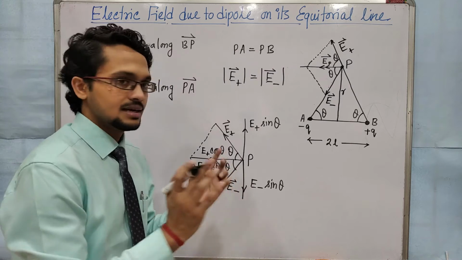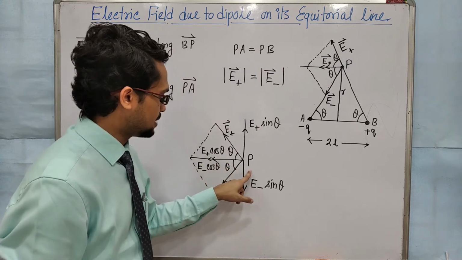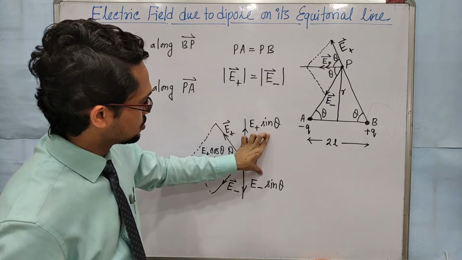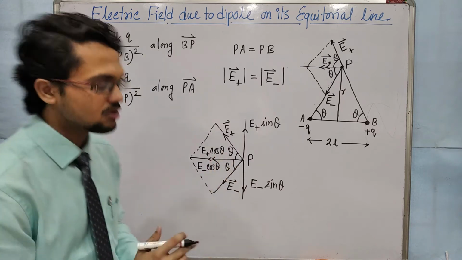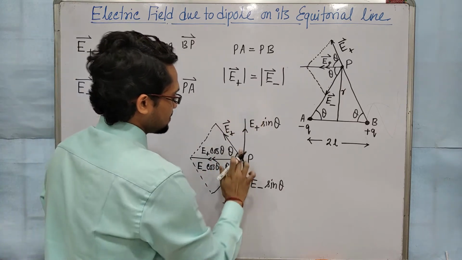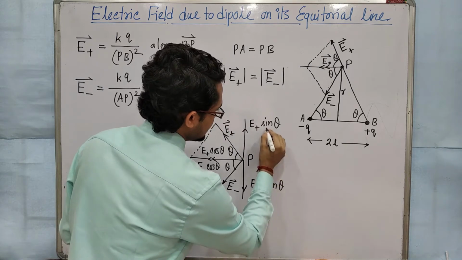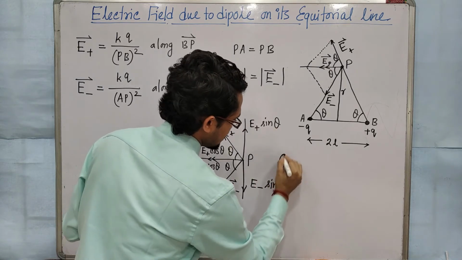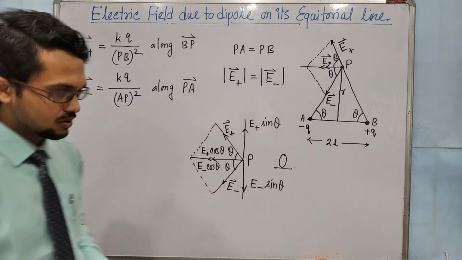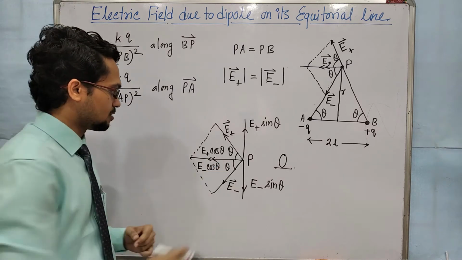So what will be the resultant electric field at point P due to these two components? It will be 0. Magnitude same and opposite direction. So due to these two components, it will be 0. Now come to the cos theta component.